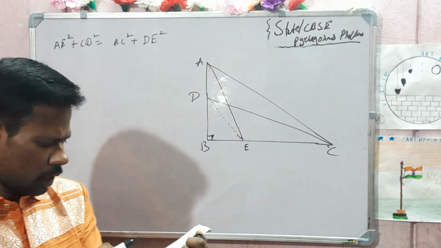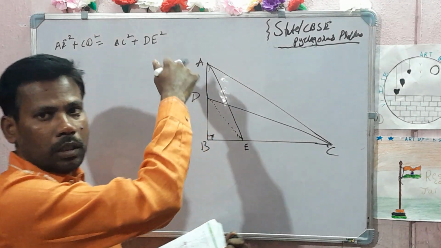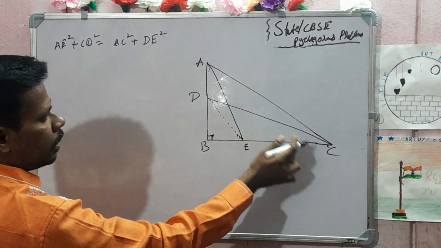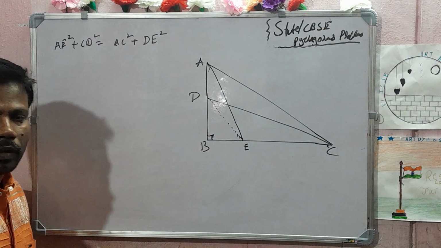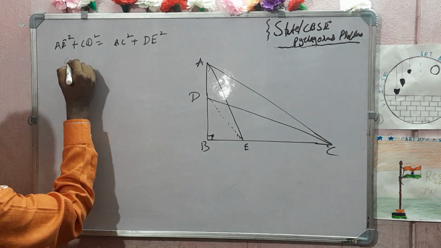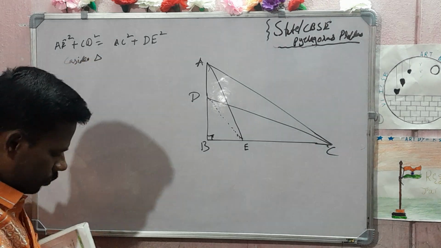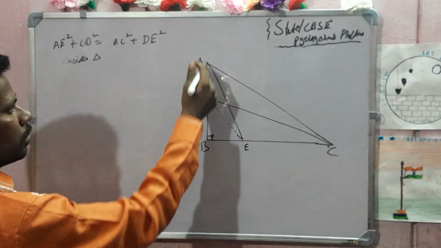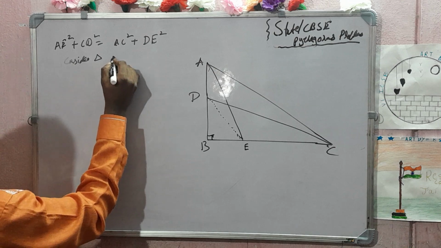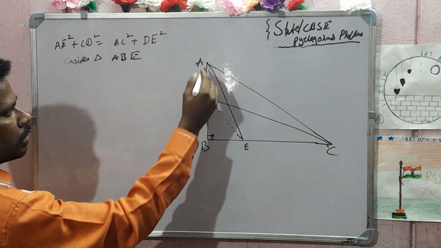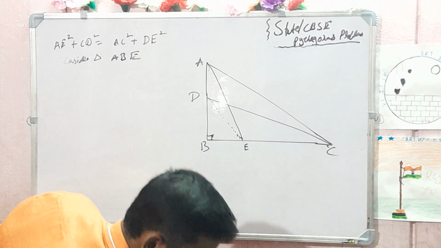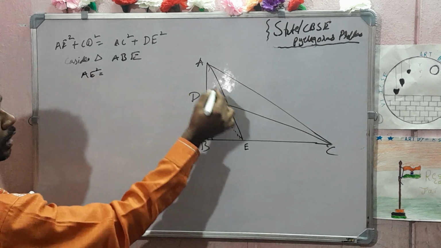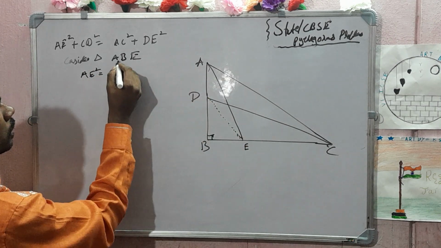So it's quite clear. ABC is a right angle at B. It is asking to prove that AE square plus CD square is equal to something they give like this. So it's very simple. First consider a triangle. Which triangle you have to consider to get AE square? Consider triangle ABE, right? ABE.